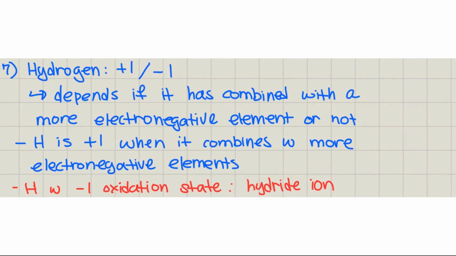The last rule you have to remember is that hydrogen is given an oxidation state of +1 or -1, and the sign depends on whether it has combined with a more electronegative element or not. For example, hydrogen is given the oxidation state of +1 when it combines with more electronegative elements. In the case where hydrogen combines with a less electronegative element and is given the oxidation state of -1, this is called a hydride ion.